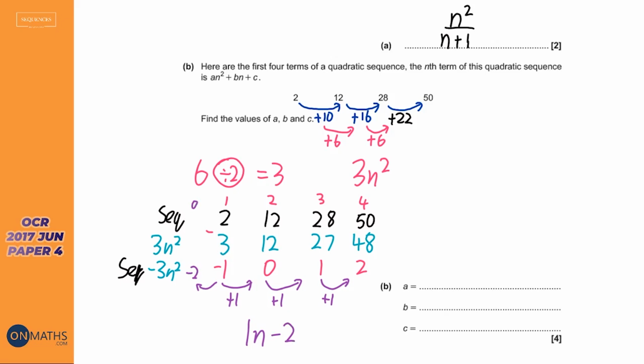But put the two nth terms together. So we've got 3n squared plus 1n minus 2. And the reason I've left that coefficient in is it doesn't want the sequence, it wants A, B and C. A is the coefficient of the n squared, which is 3. B is the coefficient of the n, which is 1. And C is the number on its own. Now be careful here not to write down 2, because in the question you can see that it says plus C, so it needs to be minus 2.